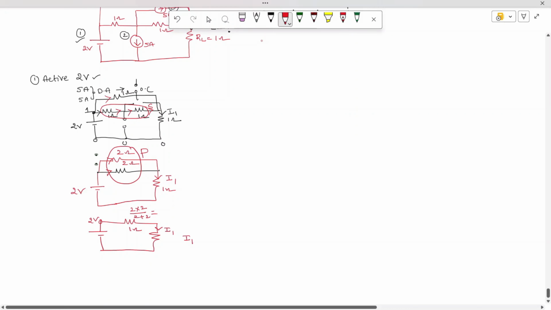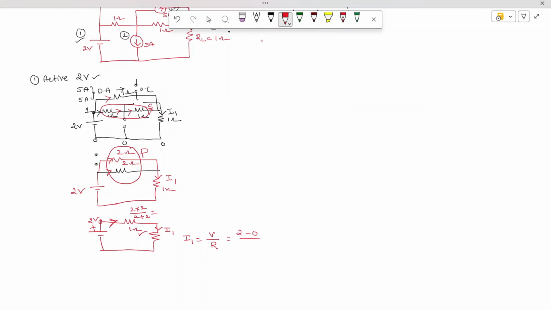Therefore I1 is equal to, current is leaving, so what is the leaving polarity of the voltage? Current I equals V by R, so the voltage is 2 minus 0 divided by R. R is how much? 1 plus 1. So we get a total current of 2 by 2, which is nothing but 1 ampere. So successfully we found the current I1.